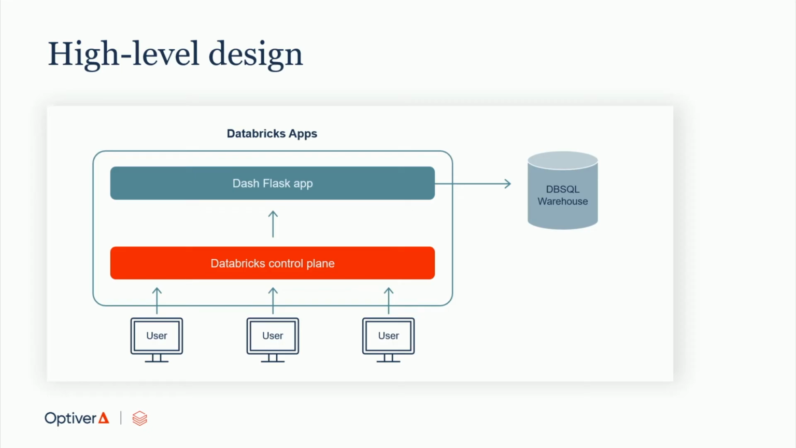So at the core, we built a custom Dash app powered by Flask, hosted entirely on Databricks Apps. This gives us full flexibility. This means no extra infrastructure to manage. The Dash app would connect directly to the Databricks SQL warehouse. It would pull in the data and serve visualizations.